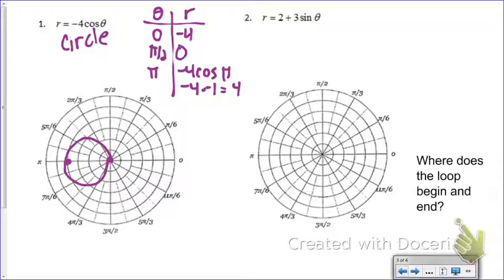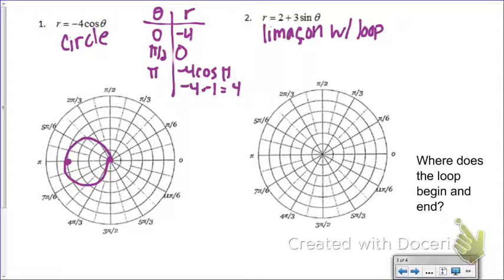Alright, so let's move on to something that's not a circle. Let's look at this next one here. Now we know from that format, since the number in front, the 2, the a value, is smaller than the b value, this is going to be a limacon, but it's a limacon with a loop because the number in front is smaller. So we know there's going to be a loop here. We also know because it's sine that it's going to be vertical.